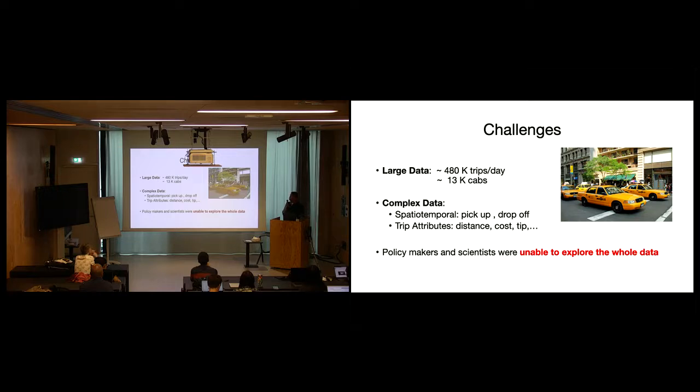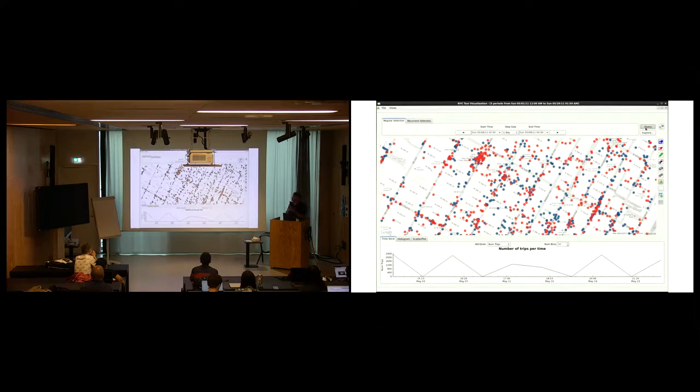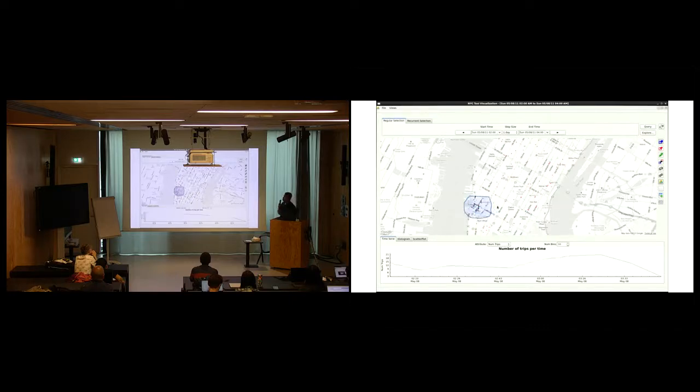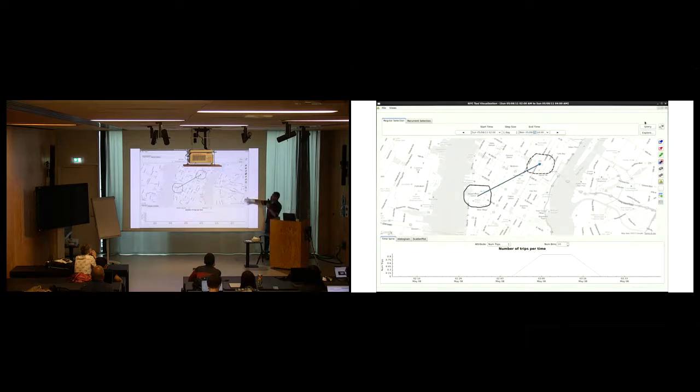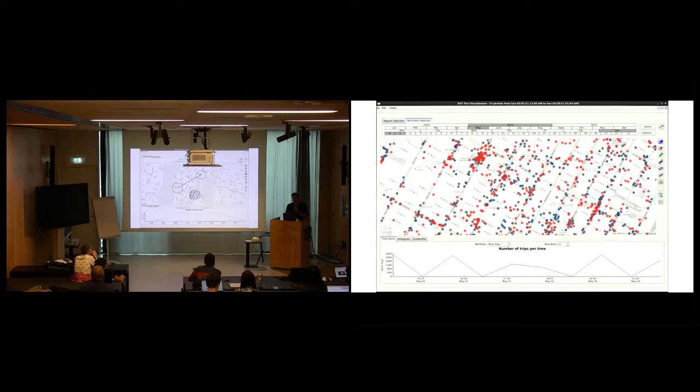So we would have almost 500K trips a day, with 13,000 cabs running throughout the city every day, with many attributes. And one of the things that we learned when we talked with the domain experts from the Taxi and Limousine Commission of New York is that they couldn't explore the entire data as a whole because they were limited by the tools that they had at the moment. To make a long story short, we designed a system that has some novel components, among them a visual query language, to make it easy for people to navigate through this data, right? So they could see the results of the query interactively, even though the data was large by the standards, at least, of that time, and still some kind of big data for today.